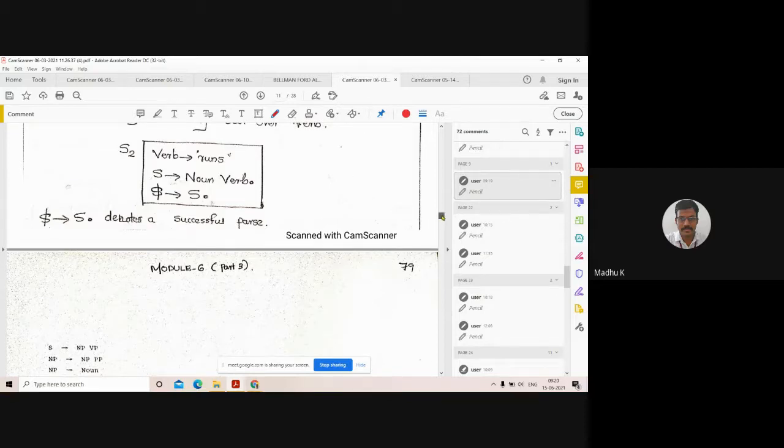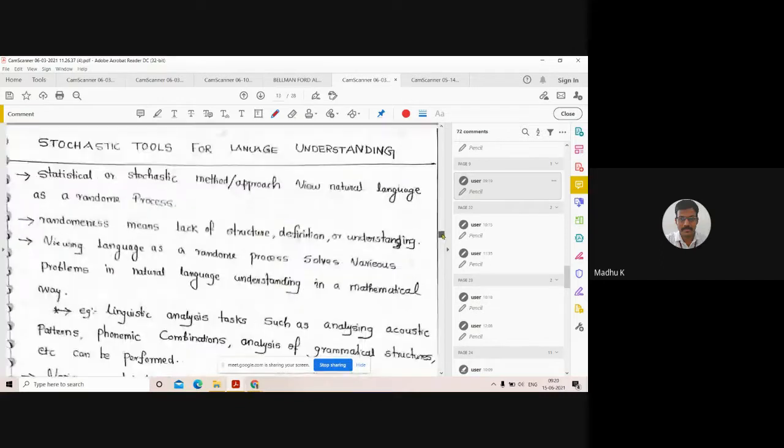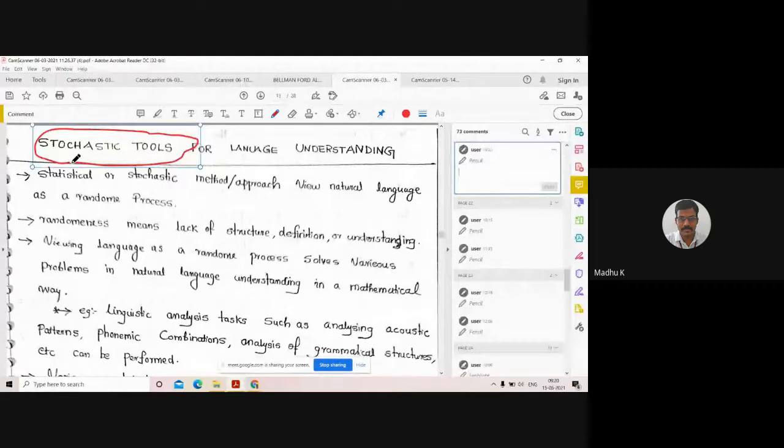Next, we studied stochastic tools for language understanding. This is also important. Previously asked: which are the different types of stochastic analysis? The basic concept is that we will consider the natural language understanding problem as a random process.